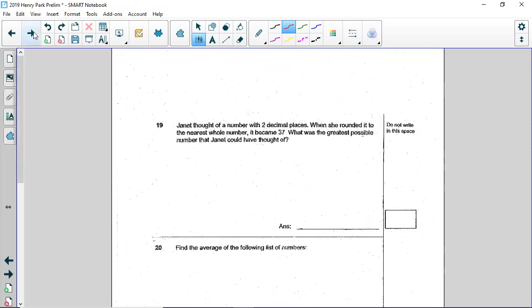Okay, now this one is a P4. All right, it can be a P4 question. Janet thought of a number with 2 decimal places. When she rounded to the nearest whole number, it became 37. What was the greatest possible number that she could have thought of?